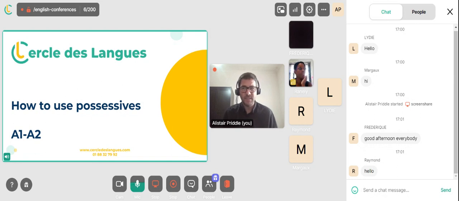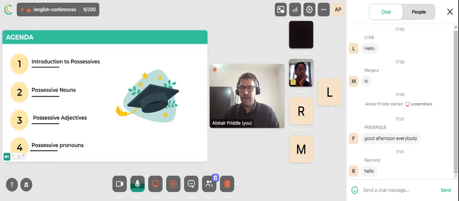How to use possessives. Okay, let's get started and have a look at our agenda. Today we will have an introduction to possessives. We will then look at number 2, possessive nouns, followed by number 3, possessive adjectives, and finally number 4, possessive pronouns. Okay, so lots of possessive words today.